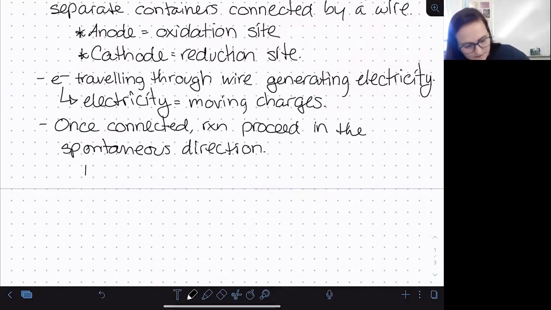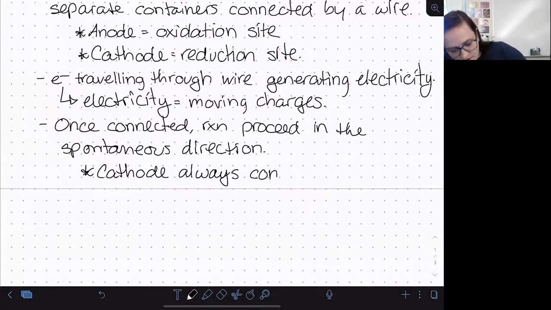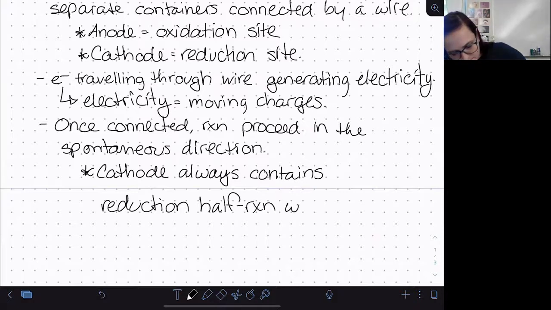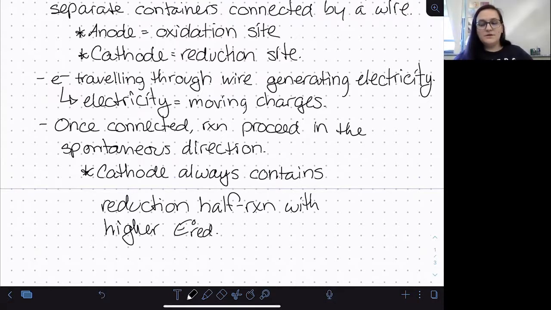So the cathode always contains reduction, we know that, but it specifically always contains the reduction half reaction with the highest standard reduction potential. So you always have two half reactions to make a whole reaction, to make a whole redox reaction. Whichever has the higher standard reduction potential is going to occur as a reduction.